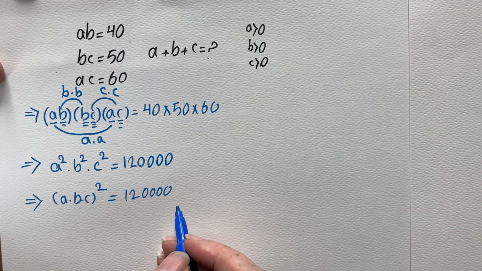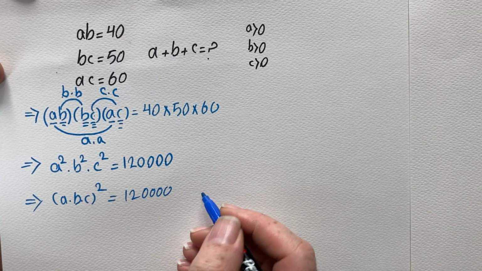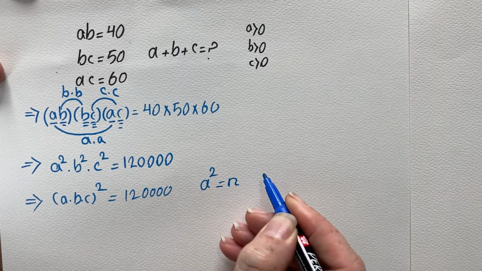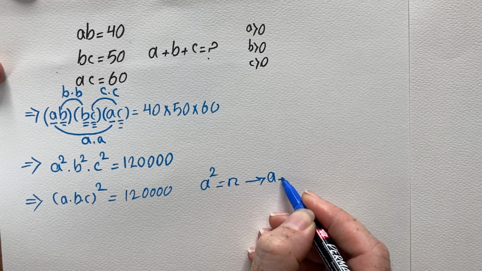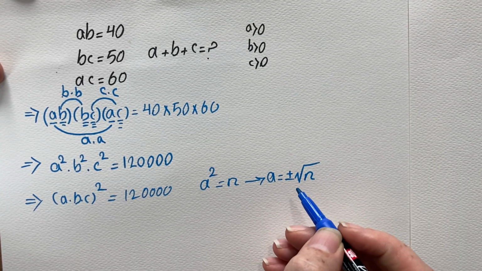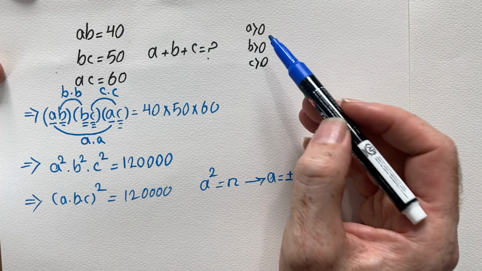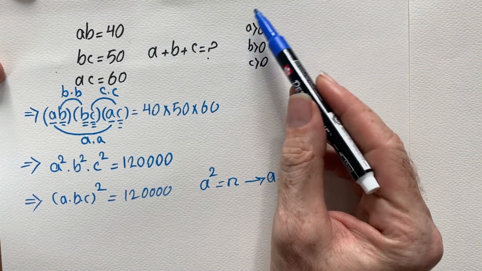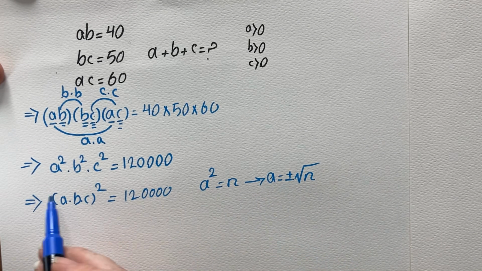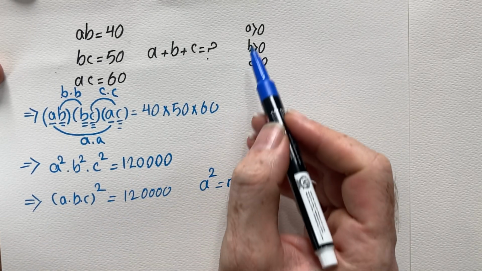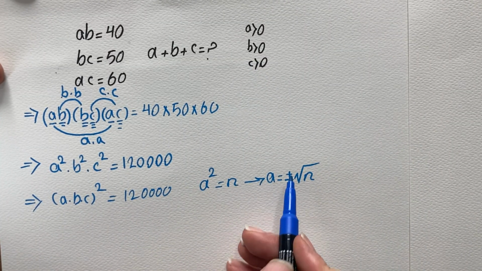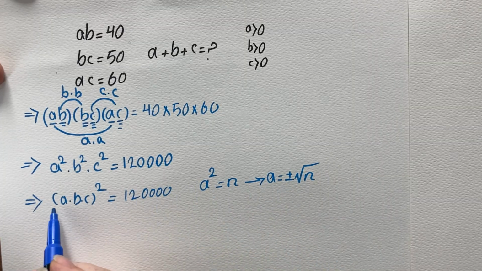Now to continue the solution, I'm going to get help from the maths rule that says when we have A to the power of 2 equals n, the value of A is going to be positive or negative second root of n. But in this case, the question says the values of A, B, C are positive. So there is no need to consider the negative value of the product of A, B, C. The product of three positive numbers is a positive value. So we only consider the positive value of this product.